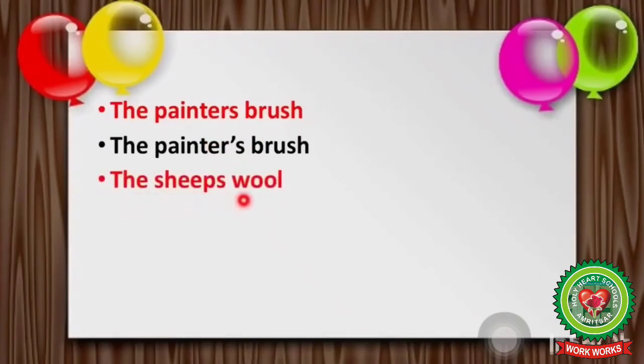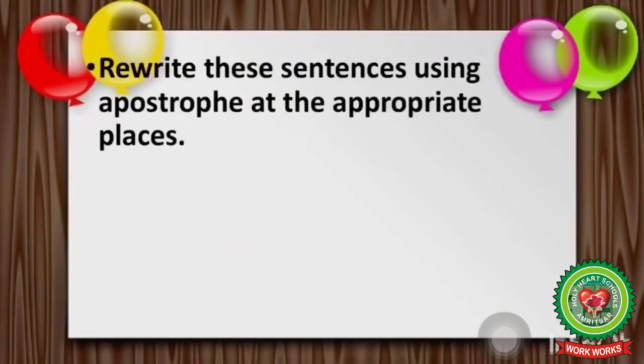The sheep's wool. Here students, sheep is a singular as well as plural noun. So here we will insert apostrophe before s because we will not insert s directly with sheep, and wool shows possession toward sheep. So it can be written in this way, the sheep's wool. Look at the next exercise. Rewrite these sentences using apostrophe at the appropriate places.